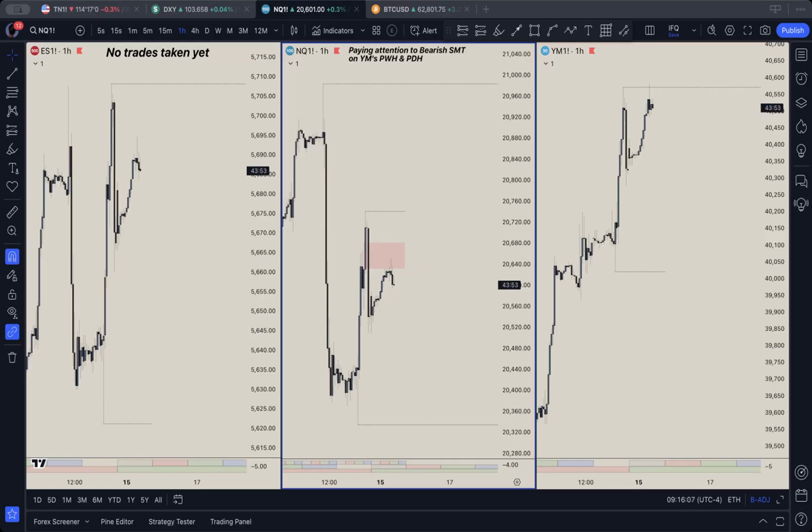And I recognize that sometimes I can get impatient just by looking at the lower time frames, get chopped up. So I'm just gonna stay out until I can see clearly.